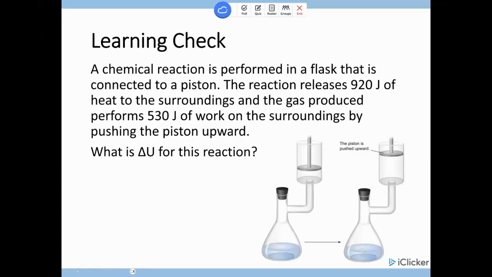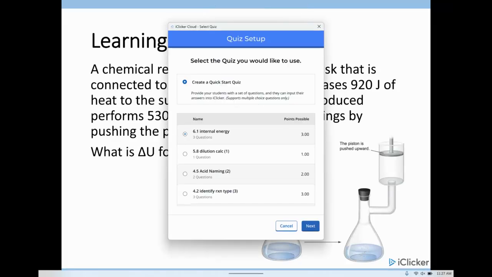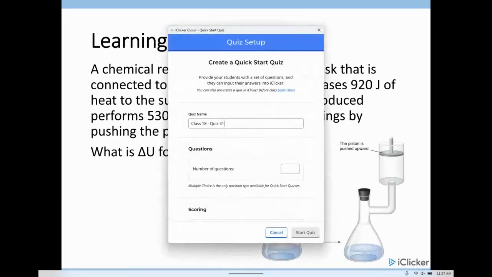The iClicker, none of the questions are actually calculating delta U, but just setting up doing that calculation. So, what's the value for work, for heat, and then the equation that we'll use? So I'll get this started. We'll spend a few minutes here.